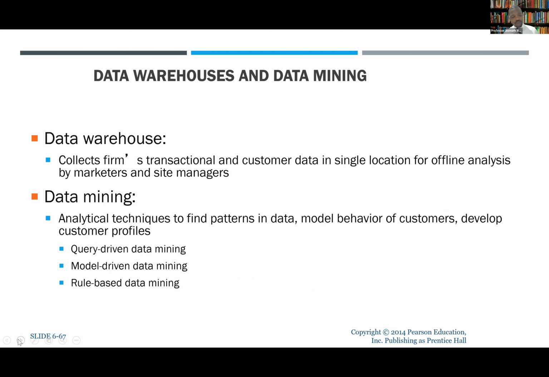So let's do this last one here. A data warehouse collects a firm's transactional and customer data in a single location for offline analysis by marketers and site managers to make decisions. Then we do what we call data mining: analytical techniques to find patterns in data, model the behavior of customers, and develop customer profiles. Query-driven data mining, model-driven data mining, and rule-based data mining.